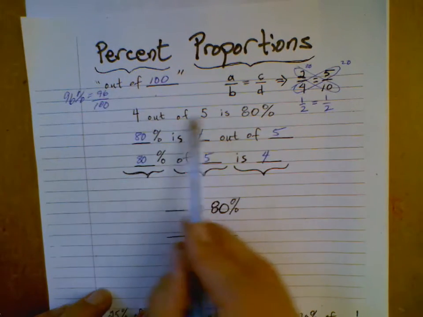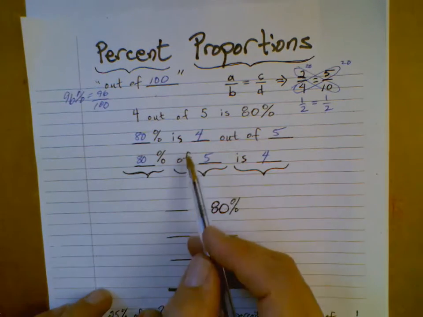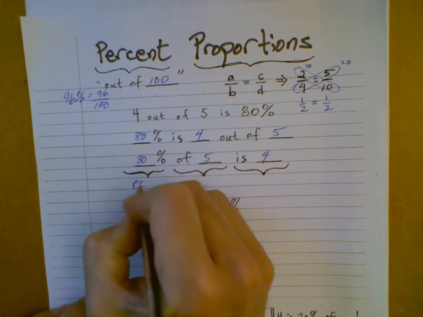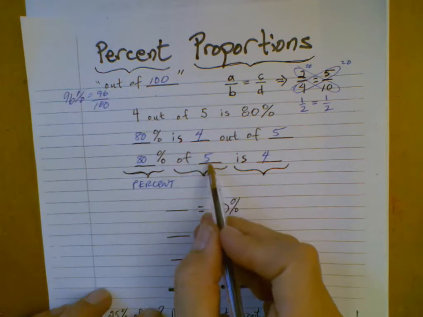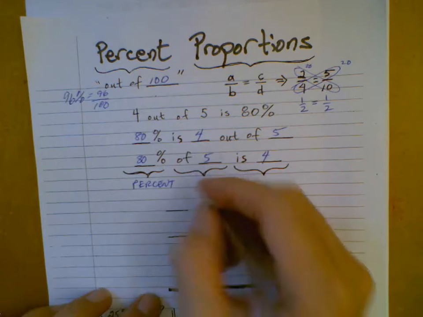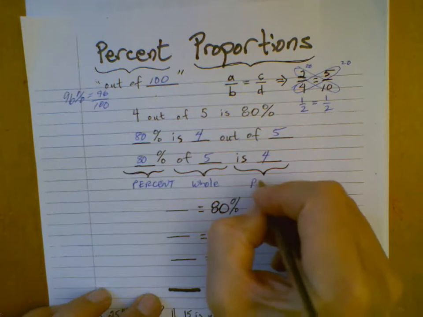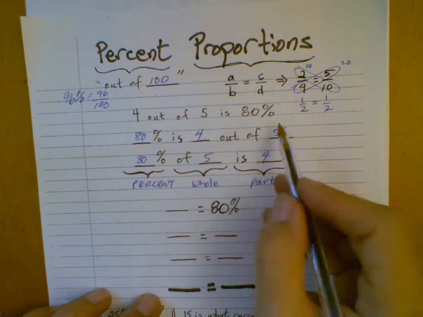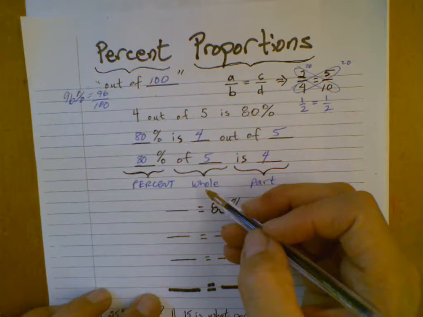But no matter what way we say it, there are three pieces in all these statements. We have the percent. We have the whole, that's what the part is out of. And we have the part. So 4 out of 5, 4 is the part, 5 is the whole in this case.